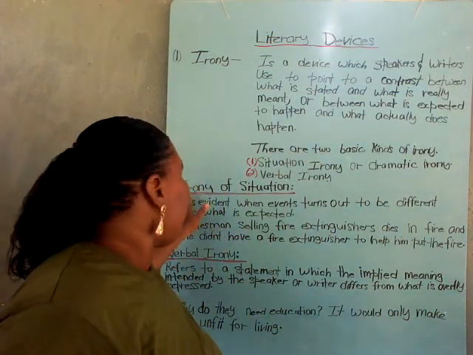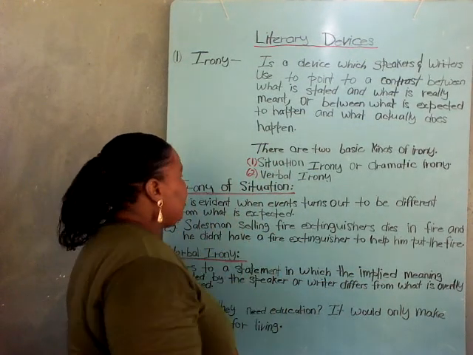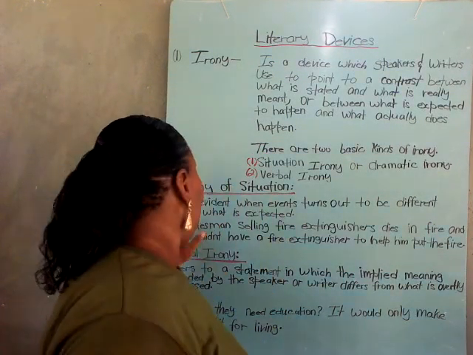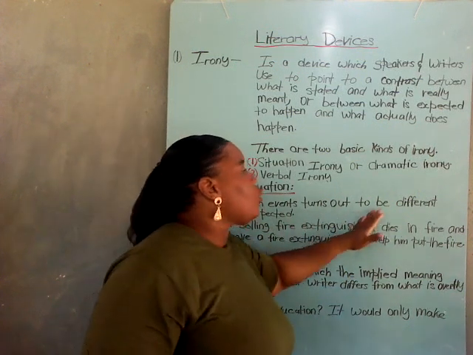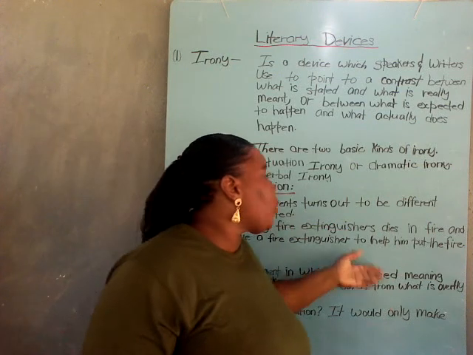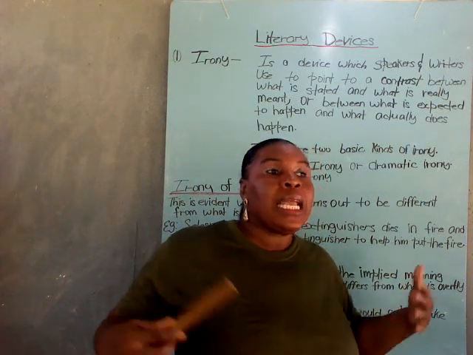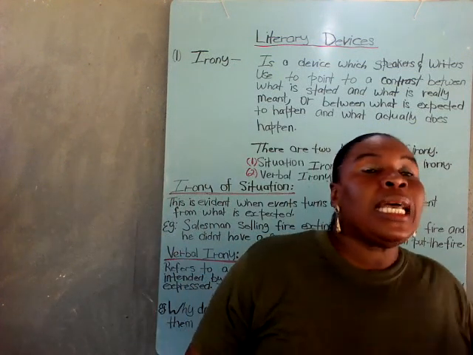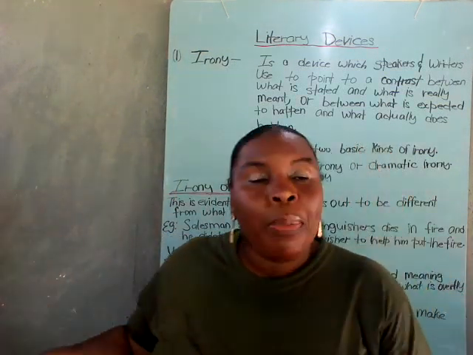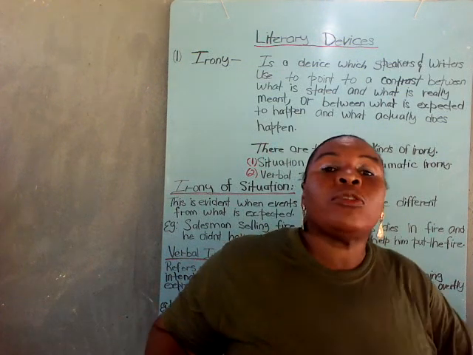Here I've given an outline of what situation irony is. It is evident when events turn out to be different from what is expected. Example: a salesman selling fire extinguishers dies in a fire and he didn't have any fire extinguisher to save his life. He goes around telling his customers how important it is to have a fire extinguisher because it can save your life and your property. And here comes the irony: he dies in a fire without a fire extinguisher to help himself. So that is a case of situation irony.